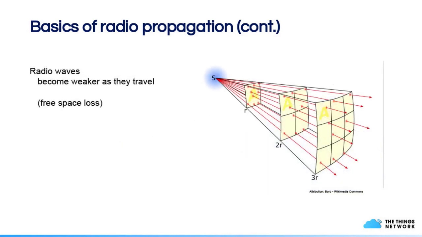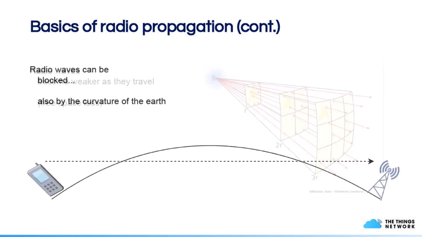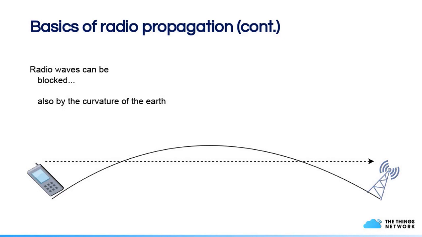Radio waves become weaker as they travel. We call this free space loss. This is mostly caused by the energy spreading out spherically from the origin. Again, it's important to know that radio waves can be blocked, also by the curvature of the Earth. This becomes apparent if you want to communicate over a long range.